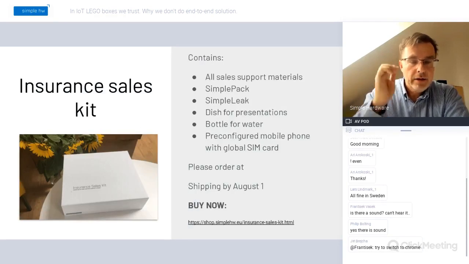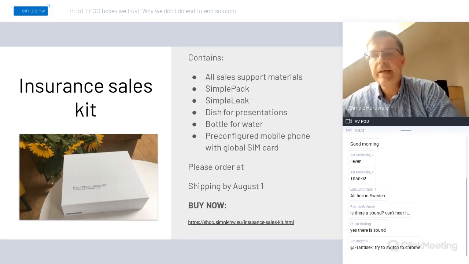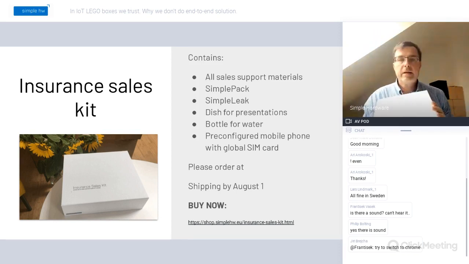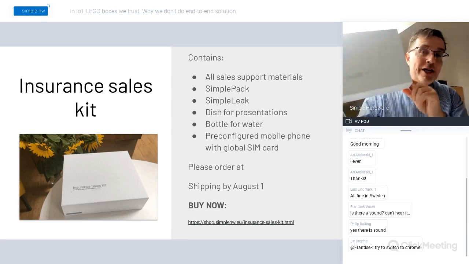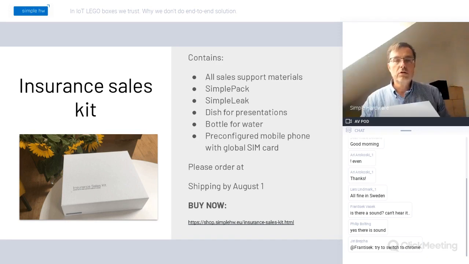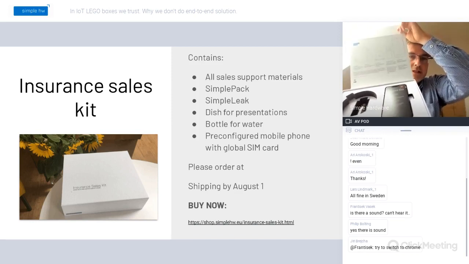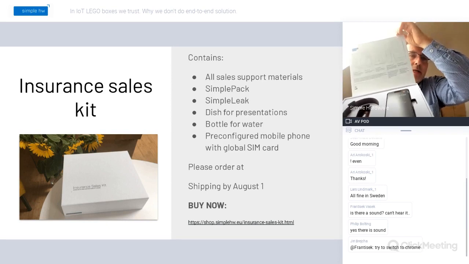And one of the first kits, or one of the first Lego boxes that we are bringing to the market, is the insurance sales kit. I have it here with me. Basically, it doesn't contain a nice picture on it, but it's brandable, and we'll definitely be adding a video demonstrating the functionality of the devices. It's a box with all the necessary equipment, in this case SimplePack and SimpleLeak.